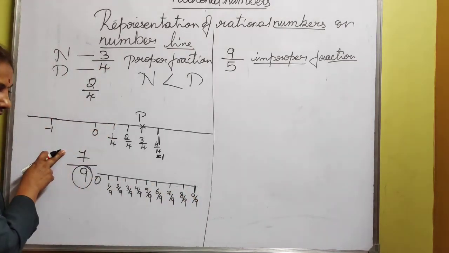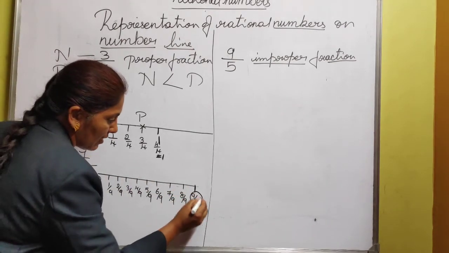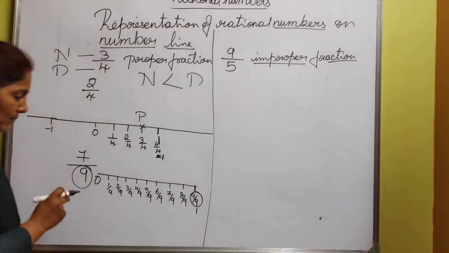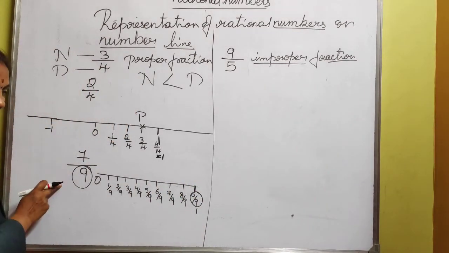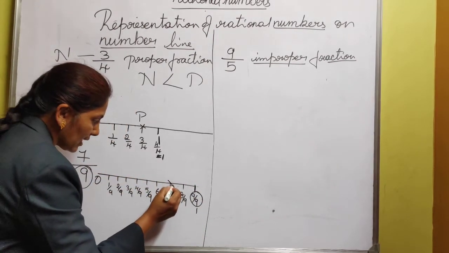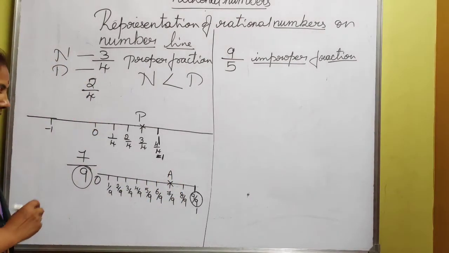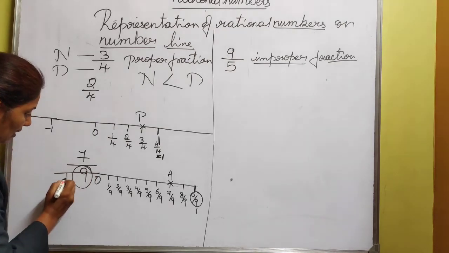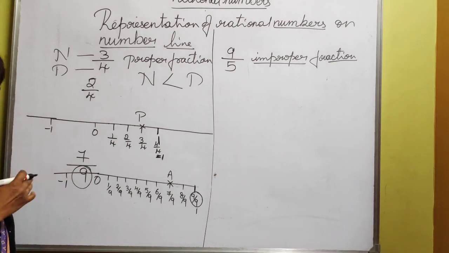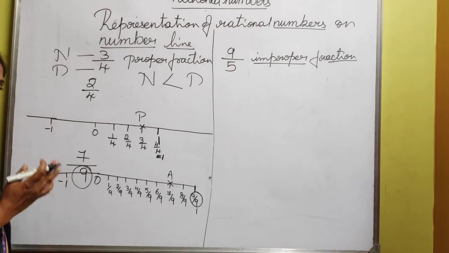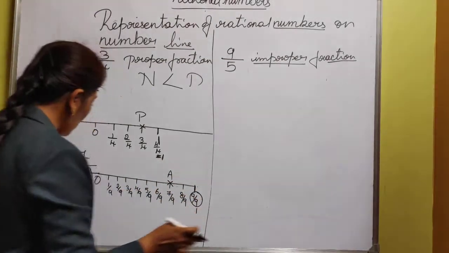So what actually we have to represent, this 9 by 9? I am writing it as 1. We have to represent 7 by 9. So where is 7 by 9? 7 by 9 is here. I can write this as A, on the rational number. You are supposed to show the negative also on your left hand side. Now, what is it that you observe?